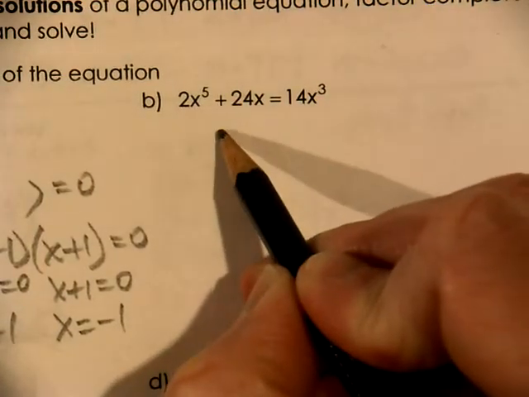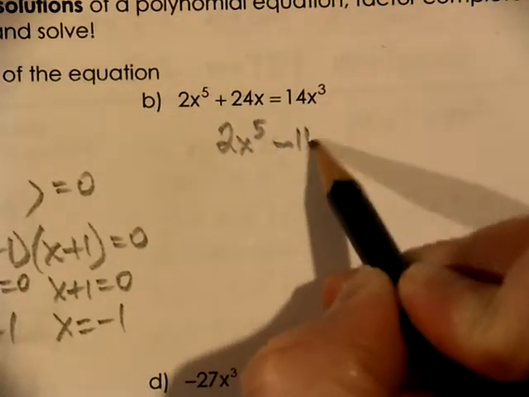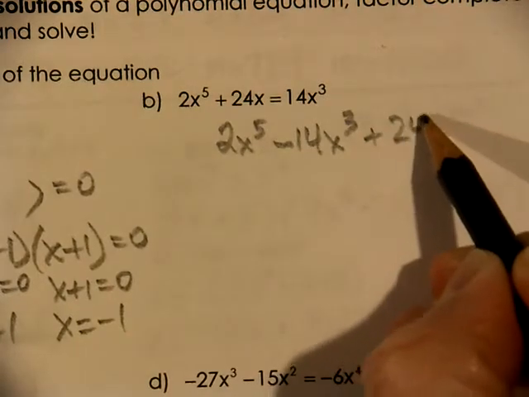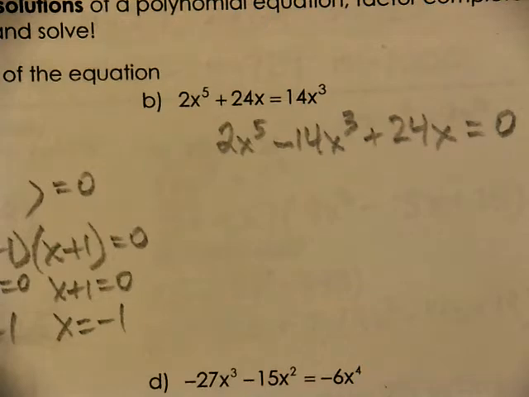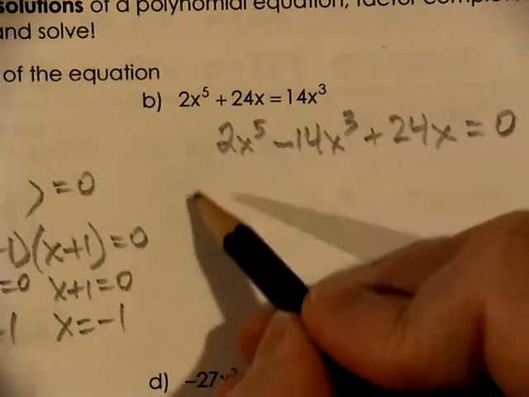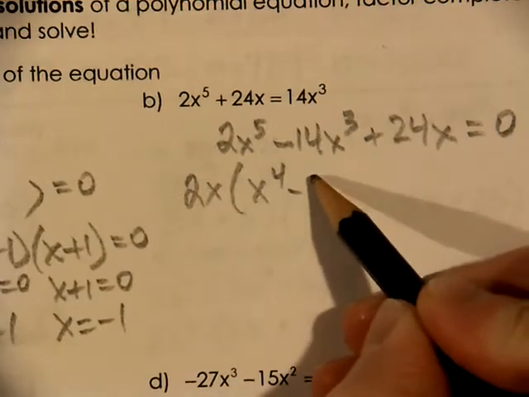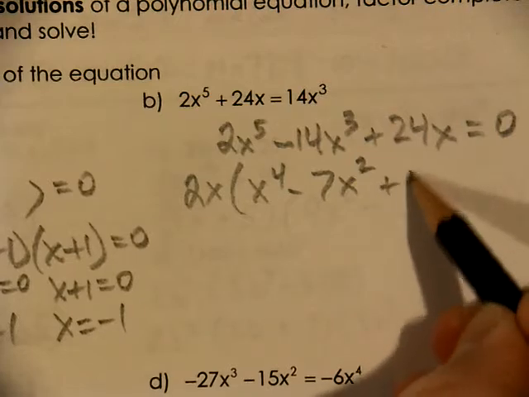So the largest exponent is x to the 5th. Then we'd bring over the 14x cubed, and we'd finish it off with the smallest exponent to the 1st power. Now we look for some GCFs. That's x to the 4th minus 7x squared plus 12.